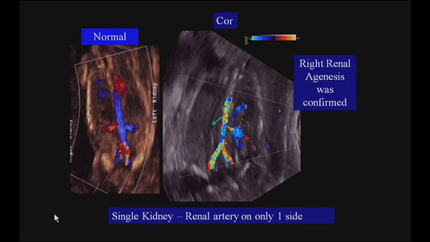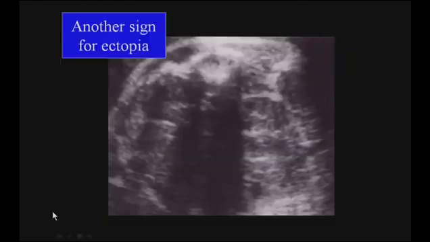And again, a normal aorta with its bifurcation here and with renal arteries extending on both sides of the aorta. Another sign for ectopia that I've seen is when one sees a prone fetus, as in this case. This is the vertebral body.